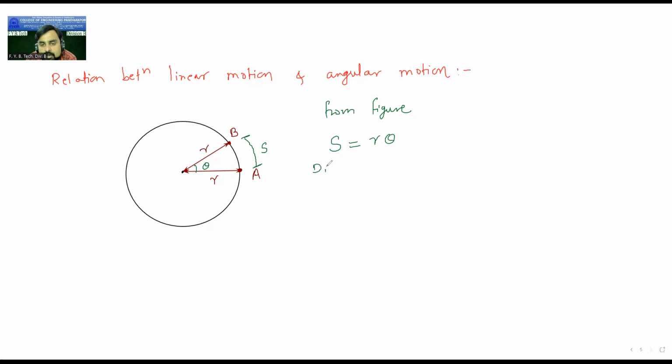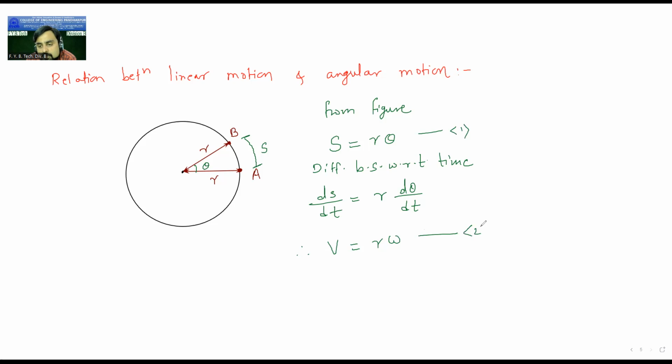So here if I differentiate both sides with respect to time, then what I will get is ds upon dt is equal to r as it is into d theta upon dt. Therefore, ds upon dt is nothing but v, which is equal to r into d theta upon dt, which means omega. So v is equal to r omega. This is equation number 1. Again, this is equation number 2, r omega.